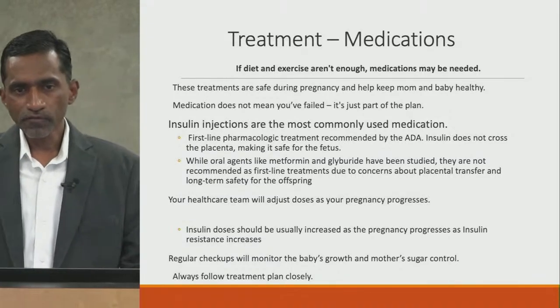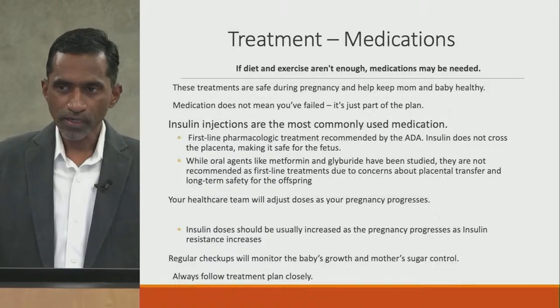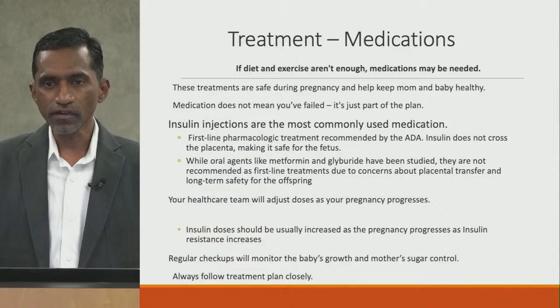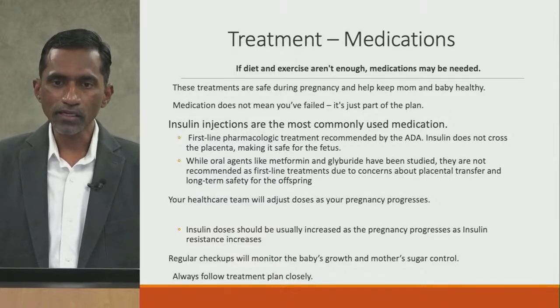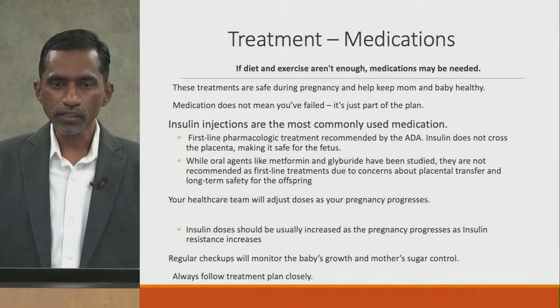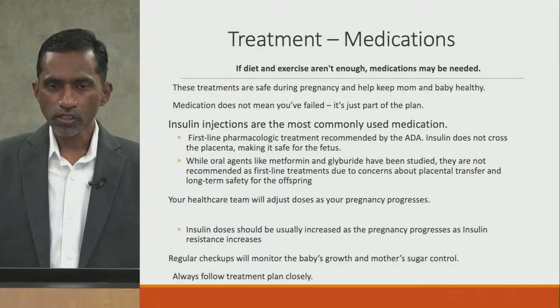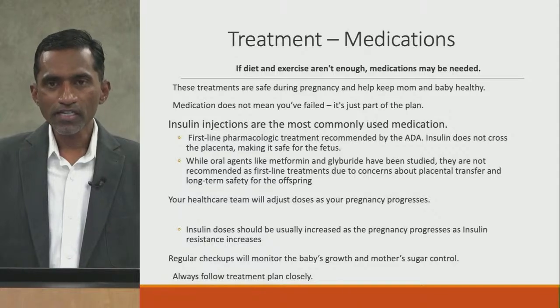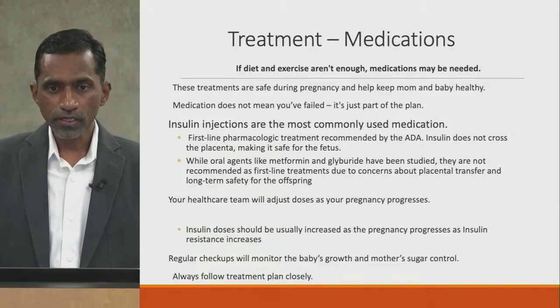Your healthcare team will definitely adjust your doses as the pregnancy progresses. As the pregnancy progresses, usually the insulin resistance increases, so more than likely your medication doses have to be adjusted. Regular checkups will monitor the baby's growth and the mother's sugar control. Always follow the treatment plan closely. We want at least 75 to 80% of your blood sugars to be under control. The rest 20%, yes, they can be high, but not too high.